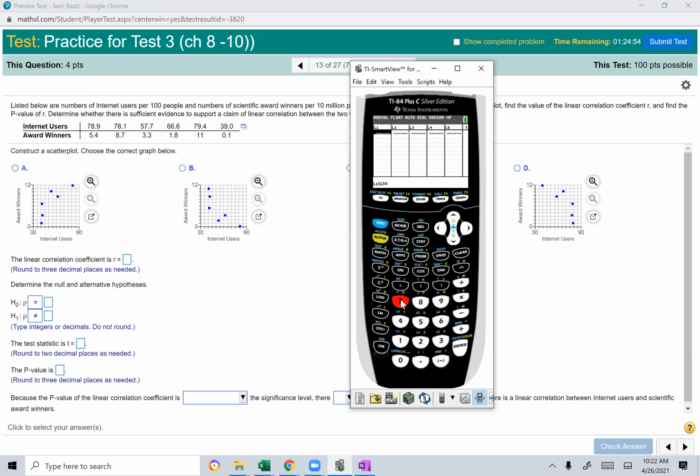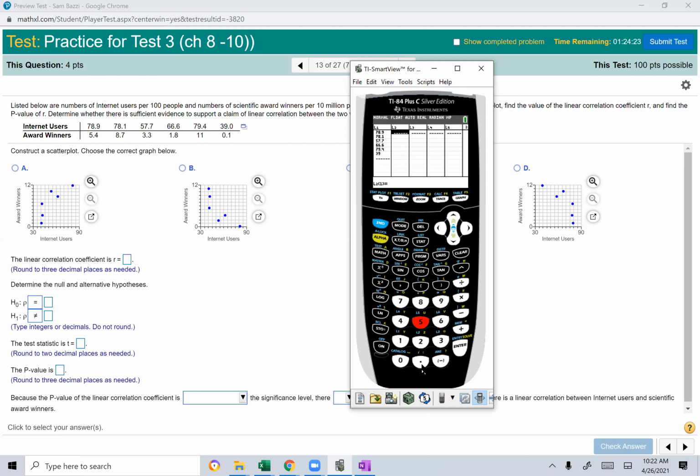So 78.9, guys. 78.1. 57.7. 66.6. 79.4. And I got one more. So it doesn't take much time, guys, as you can see on the calculator. Not bad at all.